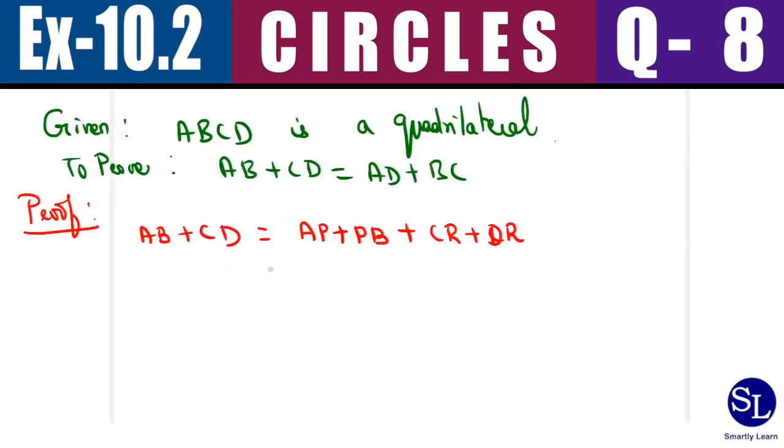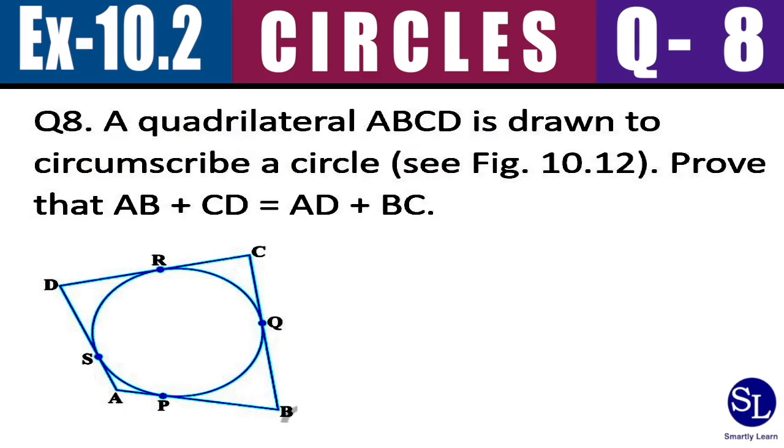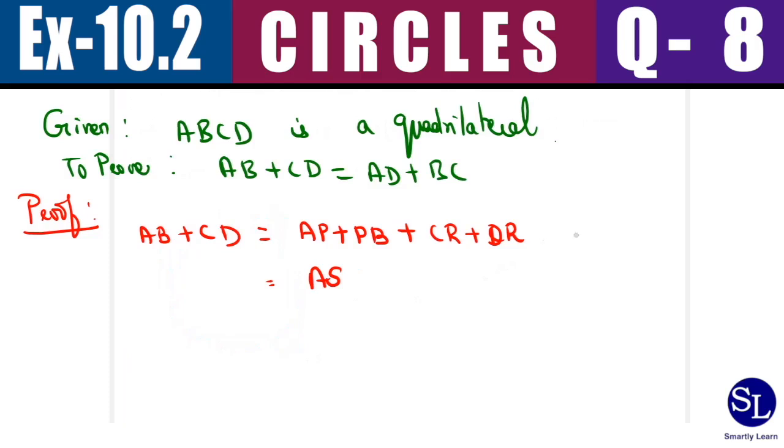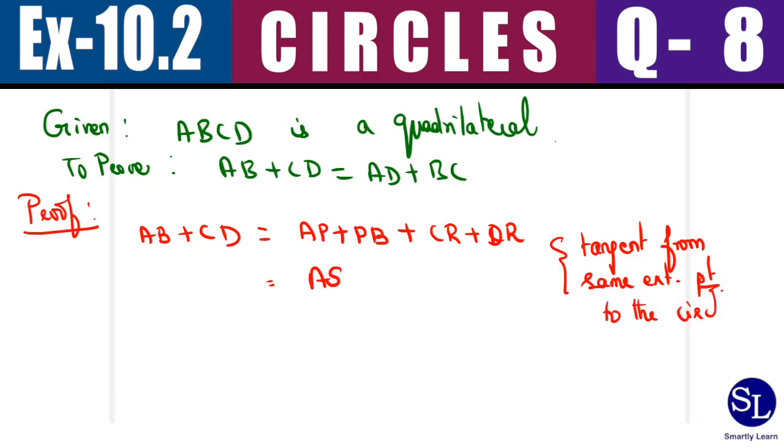Now, I'm going to reorganize these sides slightly. So AP can be rewritten as AS. Why? Because A is the external point and AP and AS are tangents to this particular circle. So because of this property, tangents from the same external point to the circle are equal. I'm going to use this property multiple times, so I'm going to write it in single shot.